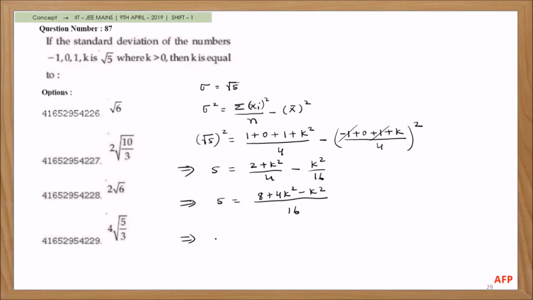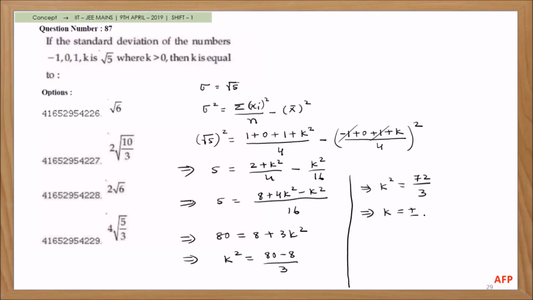Now 16 if you multiply to the other side, 80 equals 8 plus 3k square. So this implies 3k square is equal to 80 minus 8, so k square is equal to 72 divided by 3, which is 24. So k is plus or minus root 24, and root of 24 we can write as plus or minus 2 root 6.